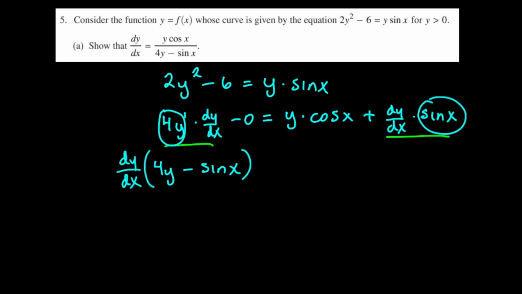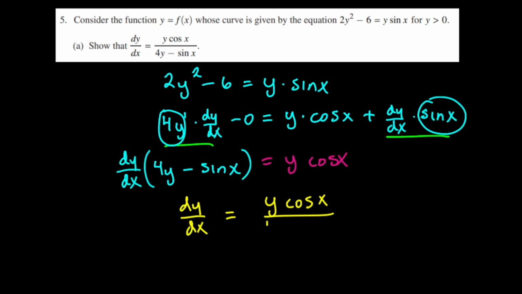Then we also have y cosine x that didn't have dy dx, so that remains on the right side. And the final step is to solve for dy dx by dividing by the factor that's next to it. So we get y cosine x, and we divide by 4y minus sine of x. And that matches exactly what they asked us to confirm in the question.